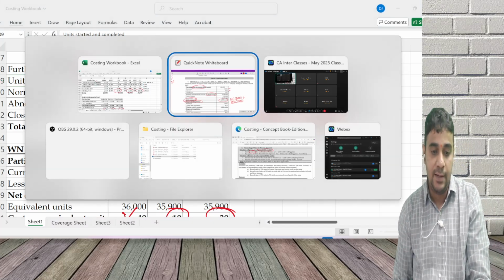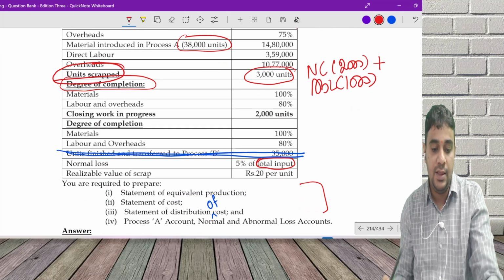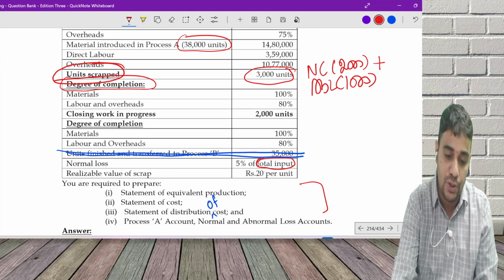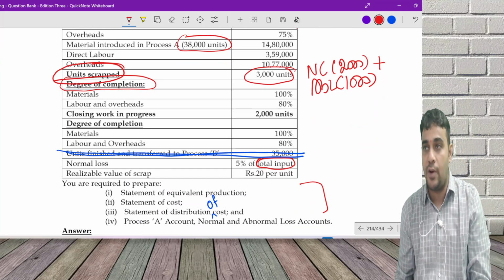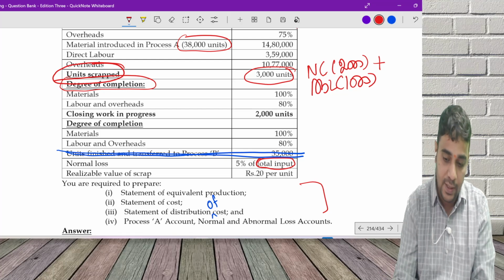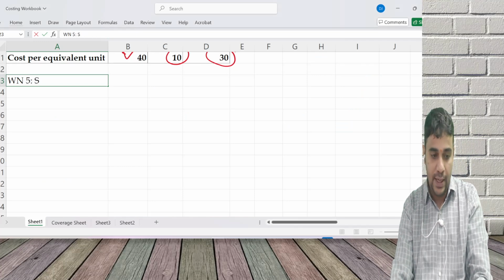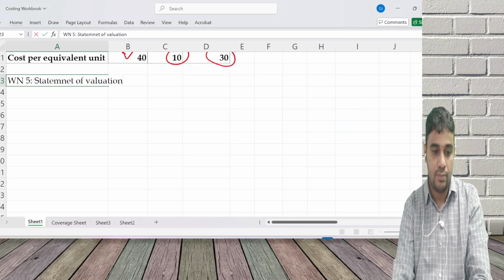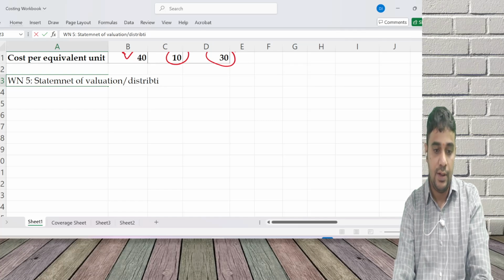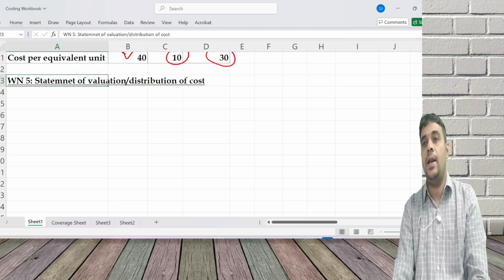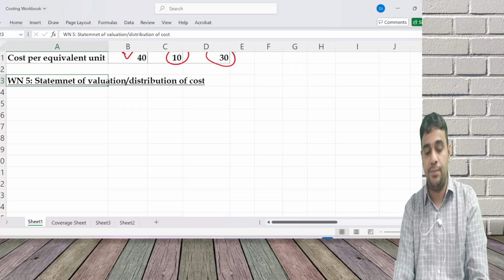Last step, statement of valuation. In this question, it's called distribution of cost. We normally call it valuation, but the question uses the name distribution of cost. Step 5, working note 5, statement of valuation slash distribution of cost.